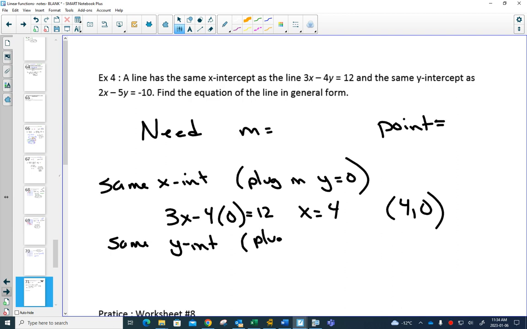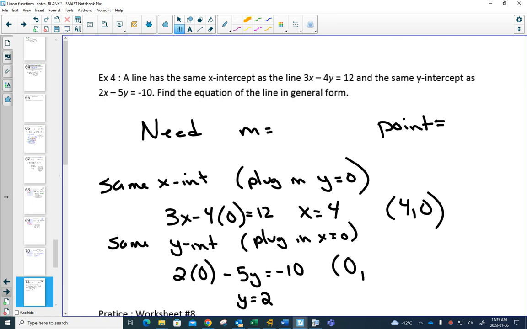How do we find a y-intercept? We plug in x equals 0. So finding the same y-intercept, I'm going to plug in 0 for x. This will give me minus 5y equals minus 10. Divide both sides by minus 5. And that tells us this point, 0 comma 2. Now we have 2 points.